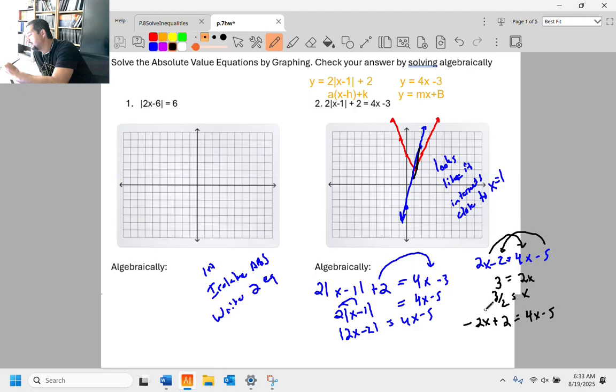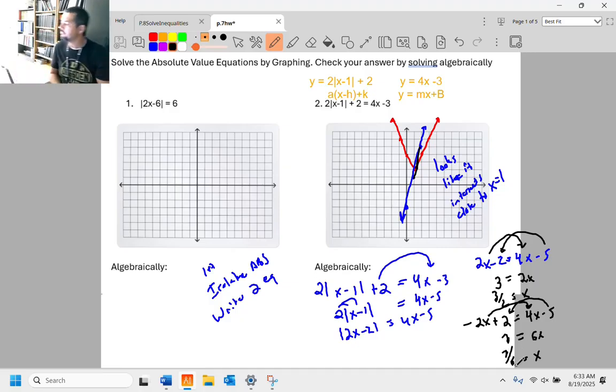Alright, this one, what's it going to end up looking like? So we're going to add 2x to 4x, and we're going to have 6x, and we're going to add 5 to 2, and we're going to get 7. And this is the answer that I actually saw, because if I take 7 divided by 6, I get 7 sixths, which is really close. Now what's interesting is my graph only suggests 1 solution, but algebraically is suggesting 2 solutions. Interesting.